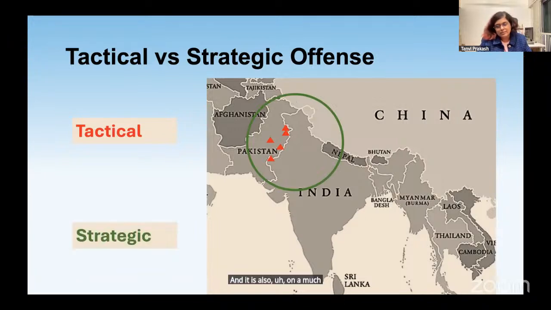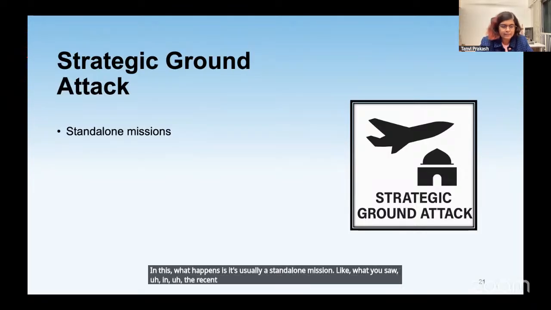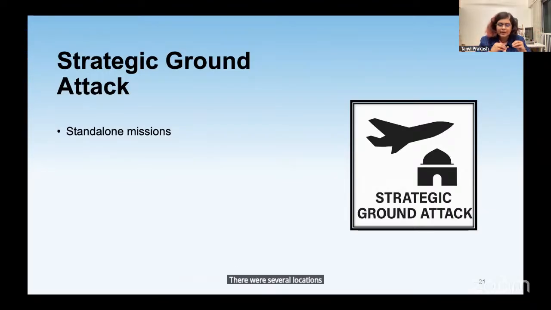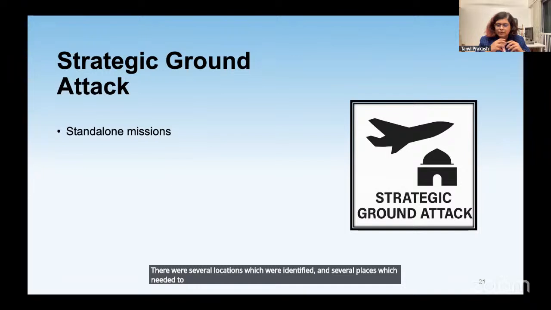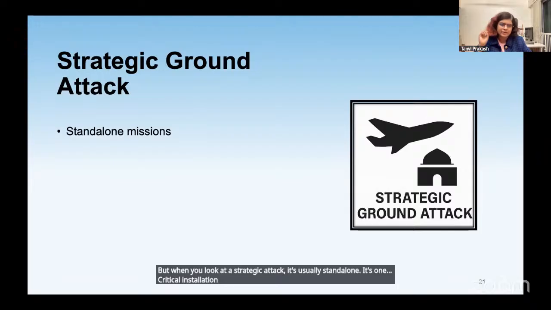This really means I'm going to detail it out over the next few minutes. What is a strategic attack? It's usually a standalone mission. Like what you saw in the recent operations by India, there were several missions. There were several locations which were identified and several places which needed to be precision neutralized. But when you look at a strategic attack, it's usually standalone. It's one critical installation located deep inside enemy territory.